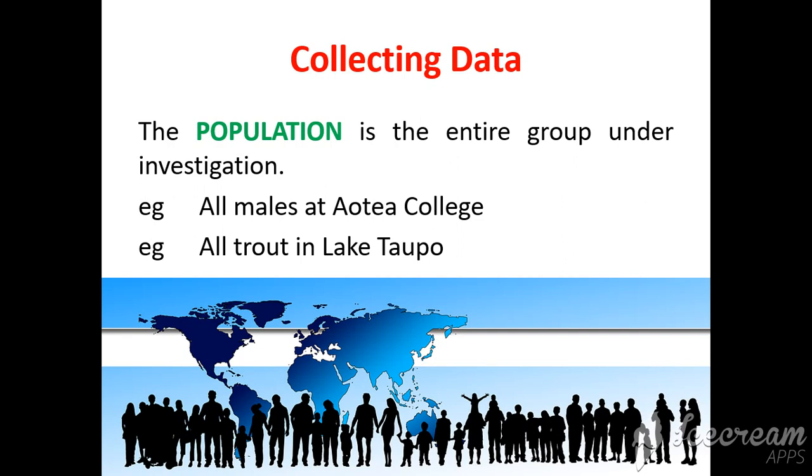Right, some keywords are coming up, key ideas. You may choose to pause the video as we go and take a few notes. Here's the first thing. The population is the entire group under investigation. If we were doing an investigation that involved males at Altair College, the population would be all males at Altair College. If we were doing an investigation about trout in Lake Taupo, then the population would be all trout in the lake.